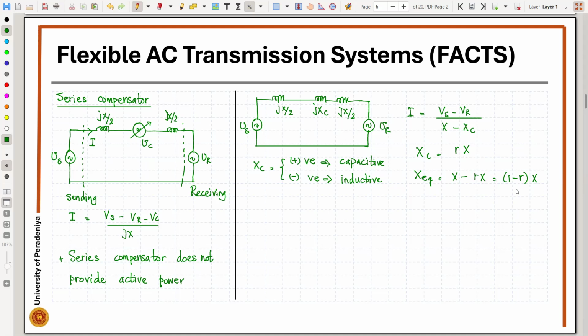Once we have that, we should be able to find out what would be the active, reactive, and apparent power. So I will give you 5 to 10 minutes to work out what would be the active, reactive, and apparent power when we have a series compensation.